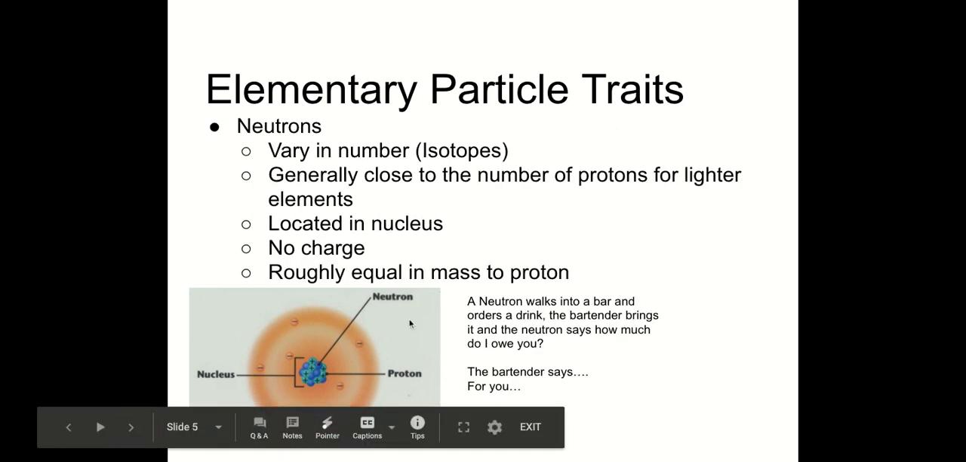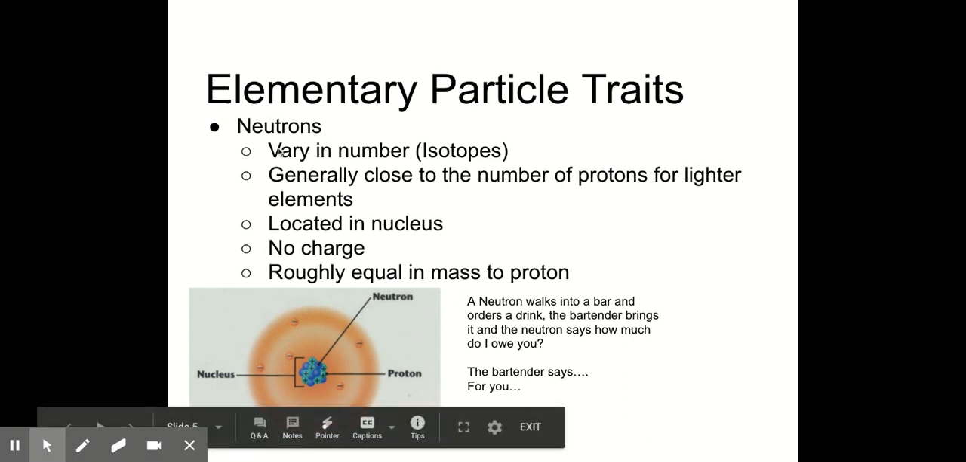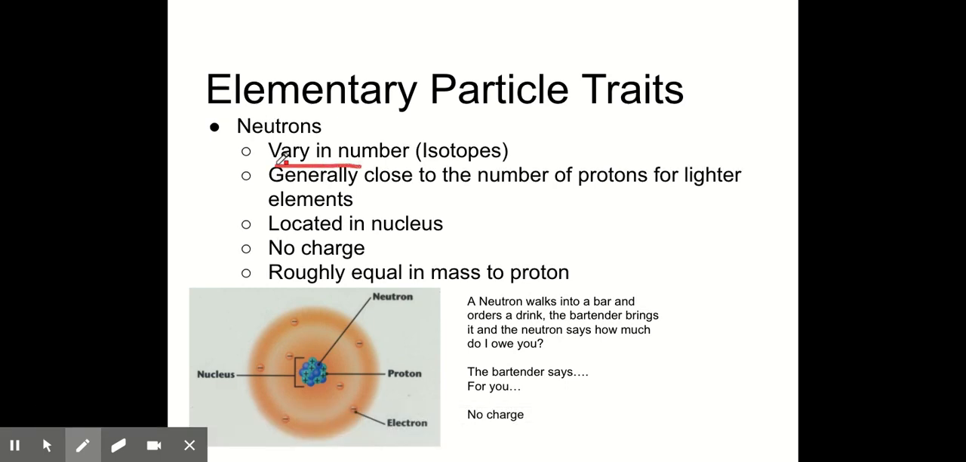And then finally, we have neutrons. Neutrons can vary in number. When you have a different number of neutrons, you get what's called an isotope. We'll talk about that a little bit further down. But generally, they're close to the number of protons. They have no charge, but they have basically the same mass as a proton.